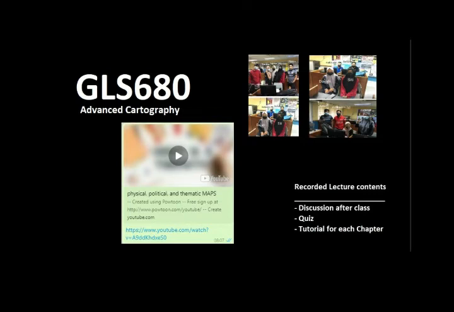Okay, today we will continue with the last chapter, which is trends in cartography. You may refer to the slide. For the introduction, you can also read from the slide given there.